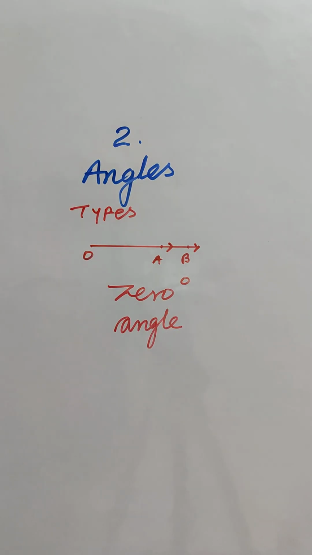Now the types of angles. Two rays are initiating from a common point O and they are overlapping each other, going in the same direction. This way they form a 0 degree angle. No inclination is seen between these two rays. They are overlapping each other.